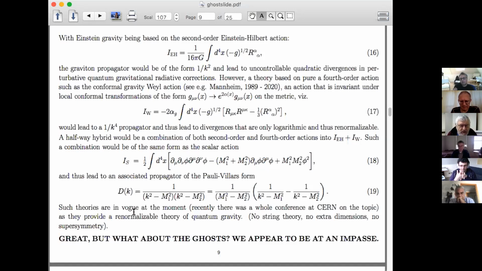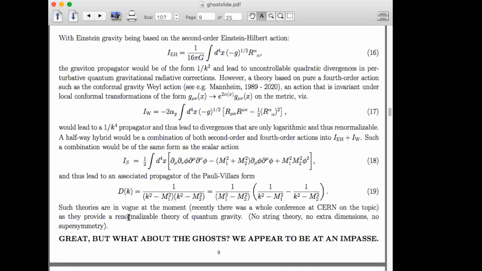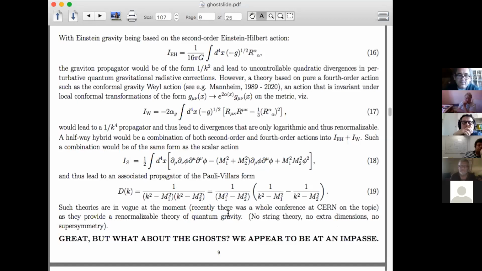Now, these theories are very much in vogue at the moment. There was a whole conference at CERN just a year ago on the topic, as they provide, because of the 1 over k to the 4, a renormalizable theory of quantum gravity. So, no string theory, no extra dimensions, no supersymmetry. All of these have not been confirmed at the LHC, which was one of its objectives. But nonetheless, there is a renormalizable theory.